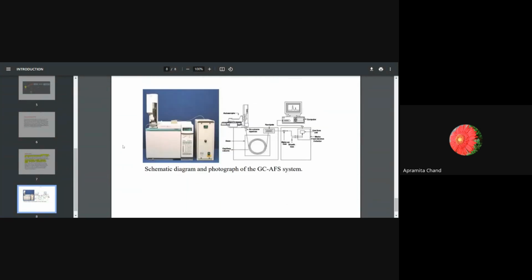We will be studying more about this one, and then we will also take up a little bit of AES, atomic emission spectroscopy. We will see how it is different from the AAS that we have learned today. Then in the subsequent classes we'll go to photoelectron spectroscopy and X-ray spectroscopy.